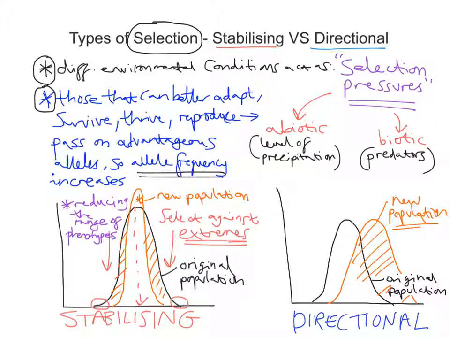So there we've got the two types of selection, stabilising versus directional. The key thing is that stabilising favours the average individuals, and we're almost eliminating the extremes of the range of phenotypes. For directional selection, we're actually favouring one extreme and shifting the population in that particular direction.